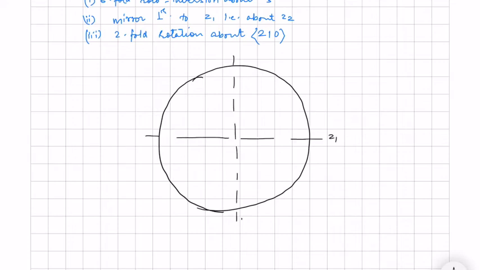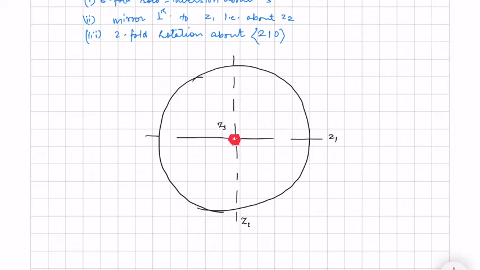This is Z1, Z2, Z3. So a 6-fold roto inversion. So we can have the points for 6-fold roto inversion from the above case, or the second point group for hexagonal crystal. Okay.